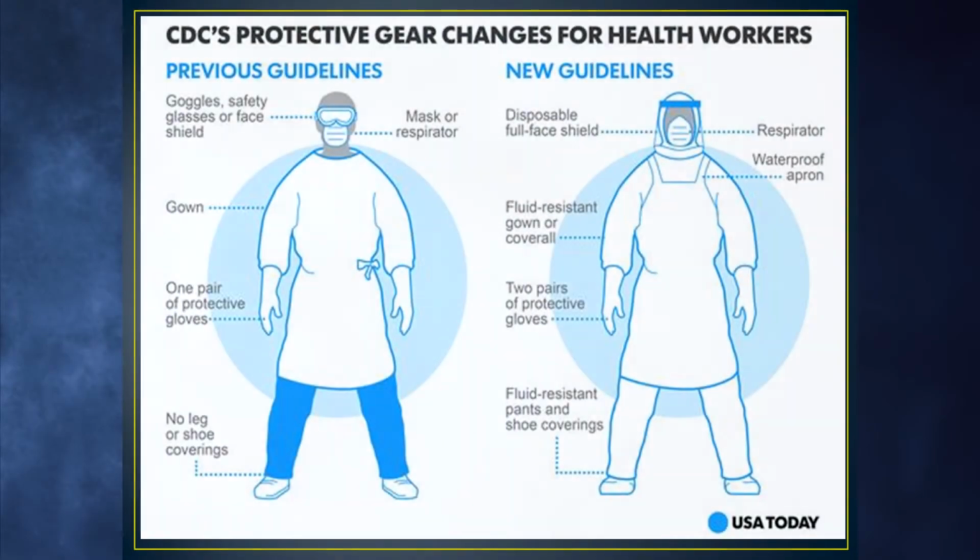This is just a diagram of the new guidelines. The CDC protective gear in the previous guidelines shows goggles and safety glasses or a mask or respirator, whereas the new guidelines show that the mask must be disposable. For the face shield, you have the gown for previous, but the new gown should be fluid resistant.